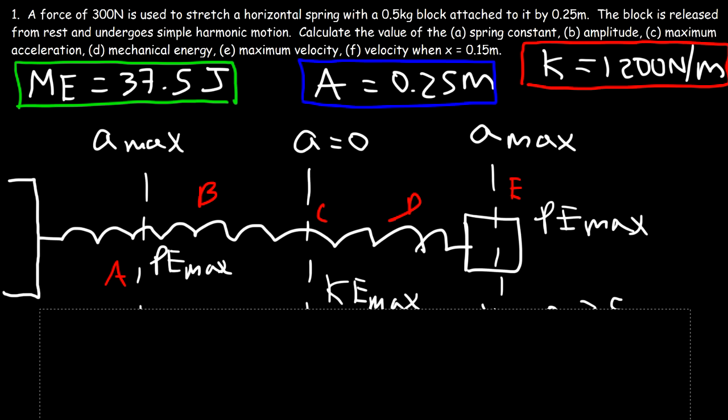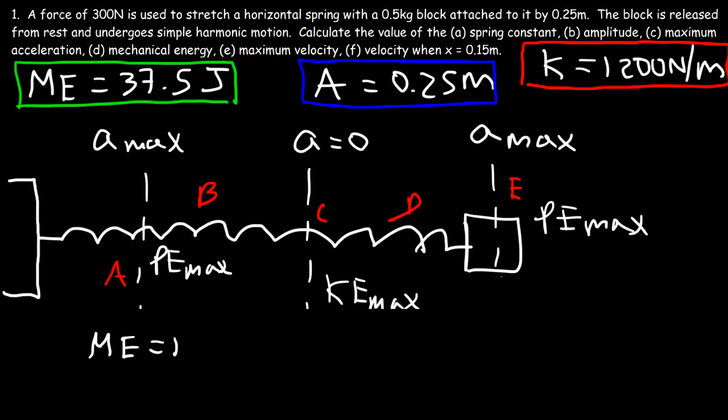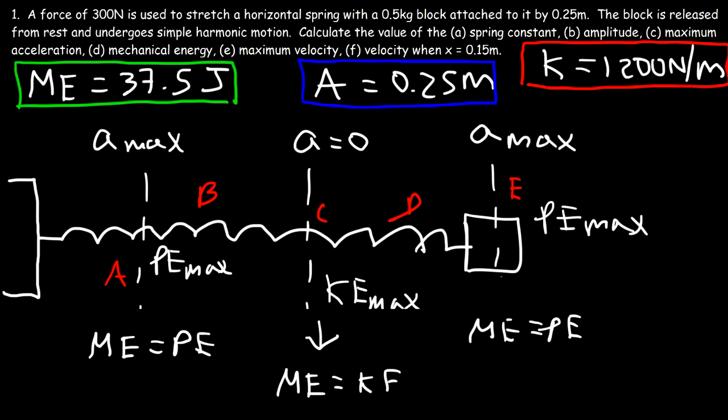So I'm just going to put that down in writing. You may want to write this down. It's important for your test. So at A, you could set mechanical energy equal to potential energy. And at E, you could do the same thing. At point C, you could set mechanical energy equal to the kinetic energy. Everywhere else, let's say at points B and D, the mechanical energy is going to be the sum of the kinetic and the potential energy.